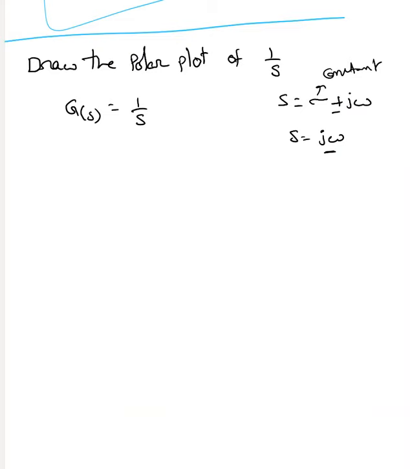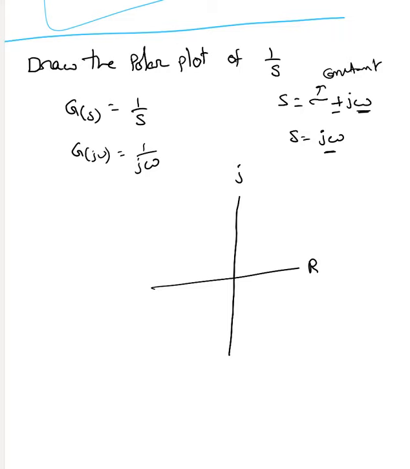So here he's asking to draw the polar plot for 1 over s. So s is nothing but sigma plus or minus j omega. Here we are trying to find the system behavior with respect to the change in omega. Here omega is variable, sigma is constant, so I'm going to ignore that. So s equal to j omega. So here G of j omega equal to 1 over j omega. Now, we have the real axis and imaginary axis.